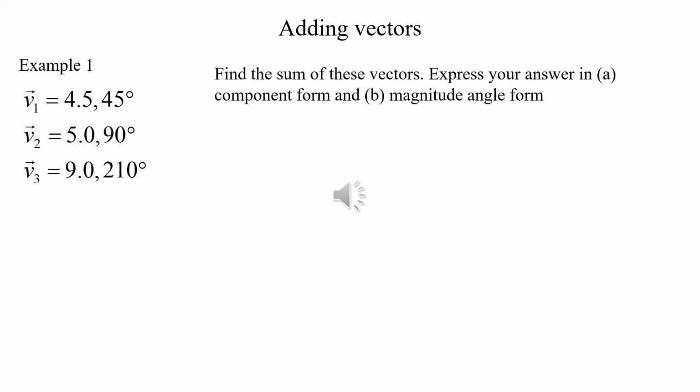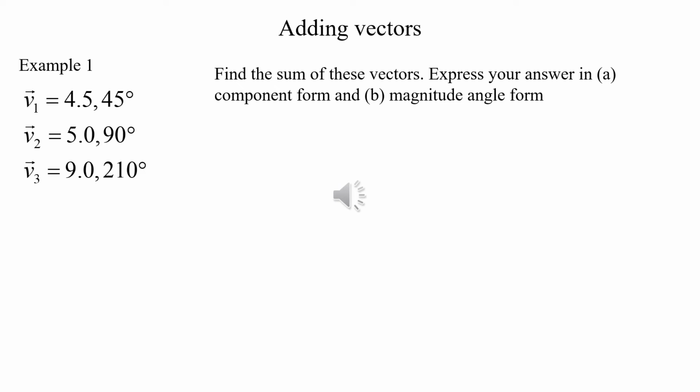All right, we're going to do an example here. We have three vectors, v1, v2, and v3 in magnitude angle form. We want to find the sum of these vectors. First we're going to express our answer in component form, and then second, part B, we're going to express the answer in magnitude angle form.